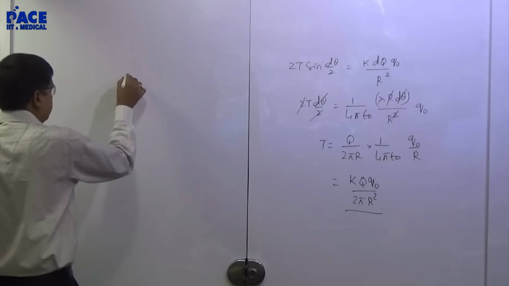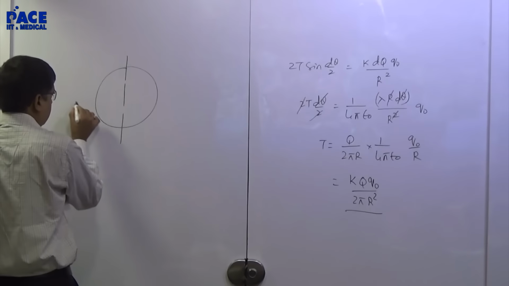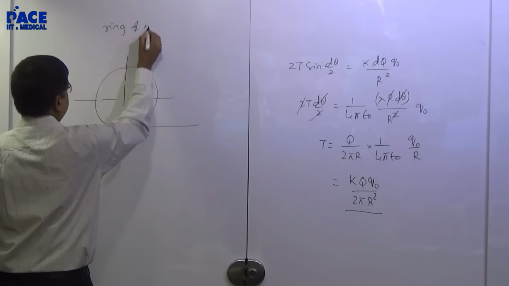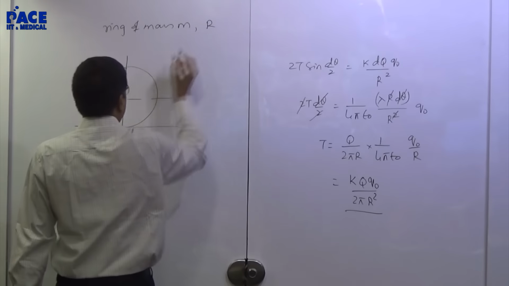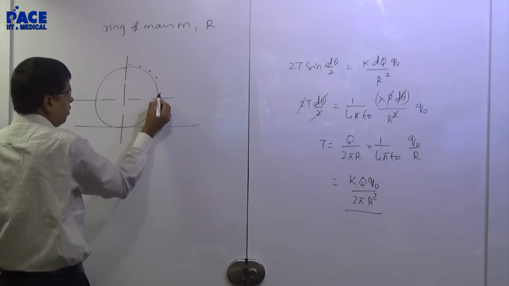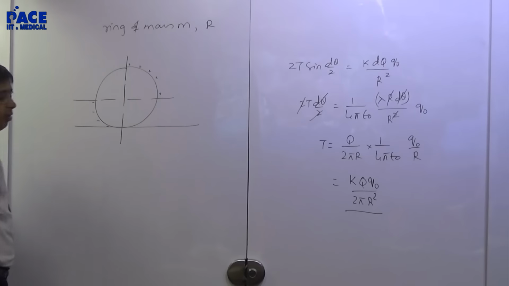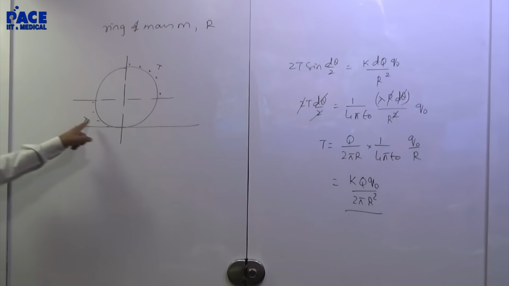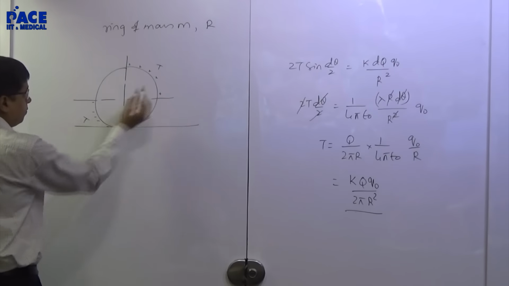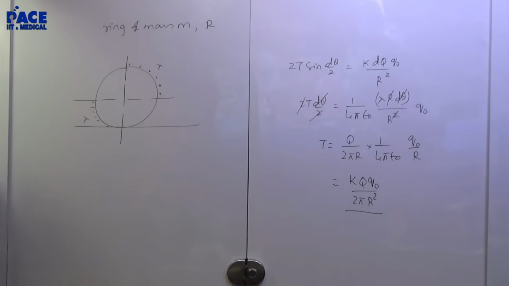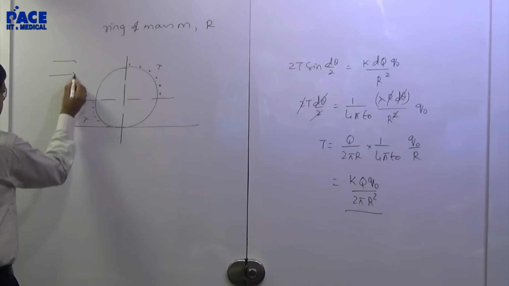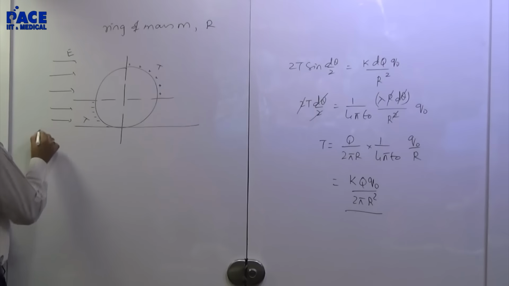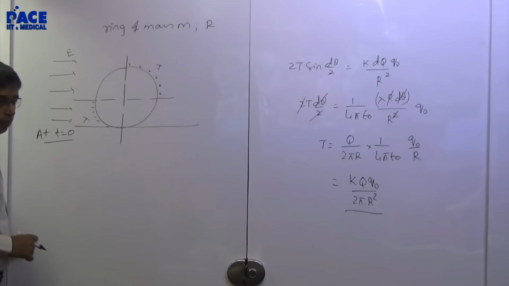Problem for the sake of problem. This is a ring of mass m, radius r. You have positive charge uniformly distributed here, negative charge uniformly distributed here, of the same linear density lambda. Linear charge density on both sides is the same. Right? You switch on an electric field at time t equal to 0.